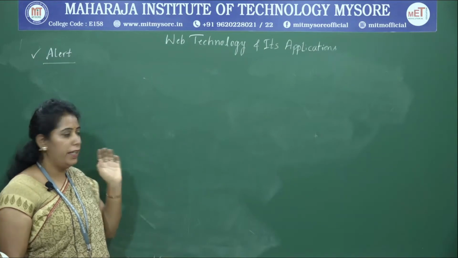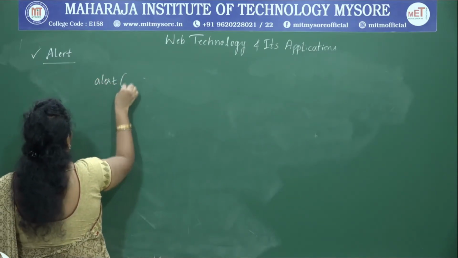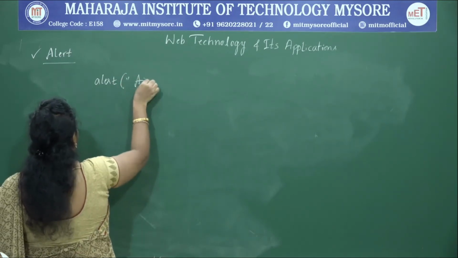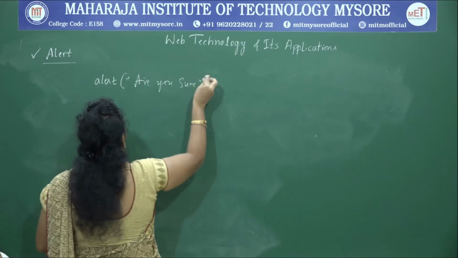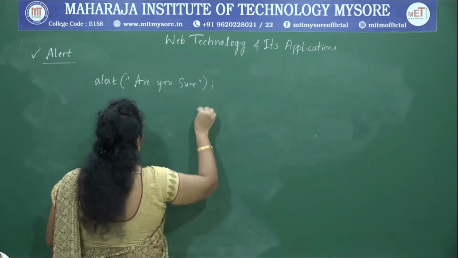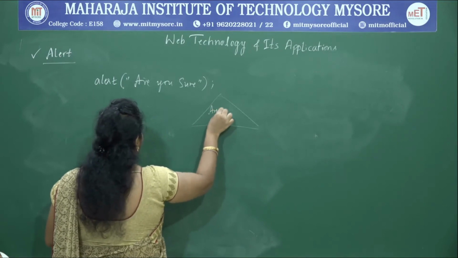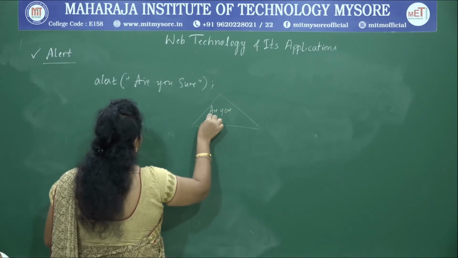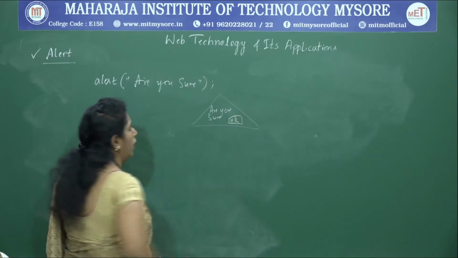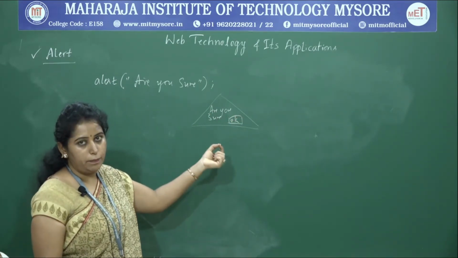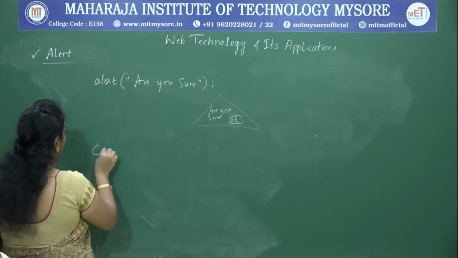So for example, I will use alert and I will say, are you sure? Anything displayed using alert, you will get it in this way, are you sure? Then you will get an OK button like this. It is like an alert message. You can also go for using console.log.